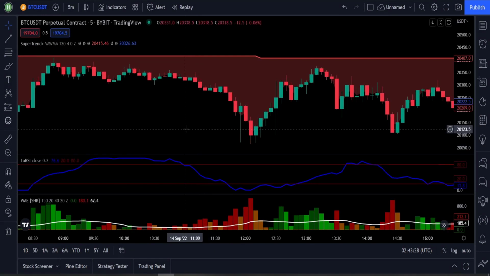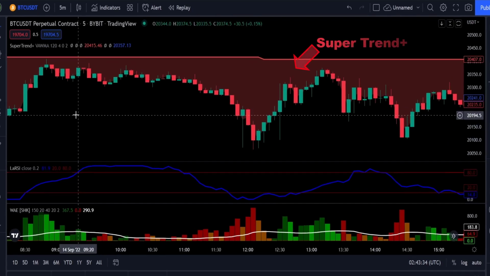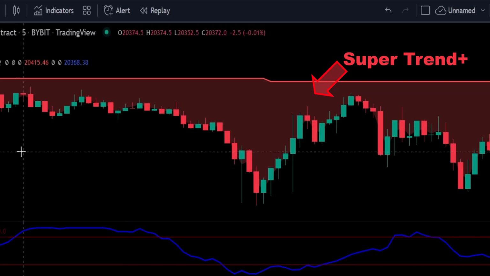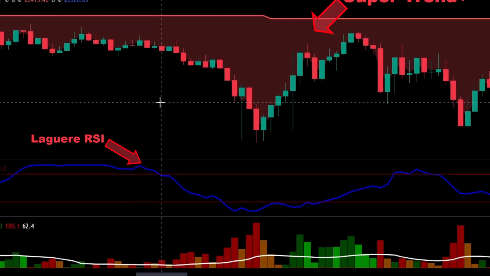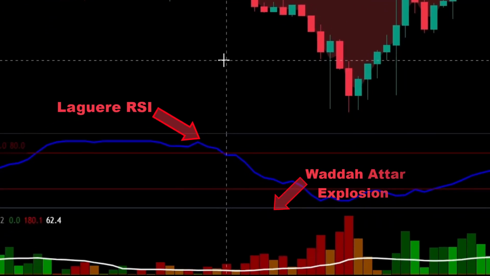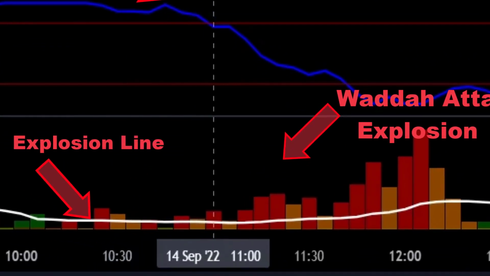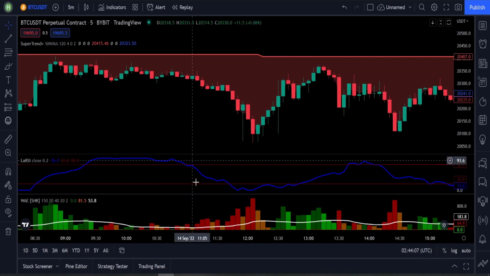So let's talk about the rules for entering a short trade, which are the exact opposite to the rules of the long trade. Number 1. The price action should be below the supertrend, and the supertrend line should be colored in red, like it is here. Number 2. The Laguerre RSI blue line has to cross the lower band from top to bottom, like it's doing right here. Number 3. On the Wada Attar Explosion, the bar needs to be colored in dark red, and it needs to break above the explosion line, exactly like this. Once all these conditions are met, you can go in for a sell trade right at the close of that candle. So, these are the rules for both short and long trades for this strategy.